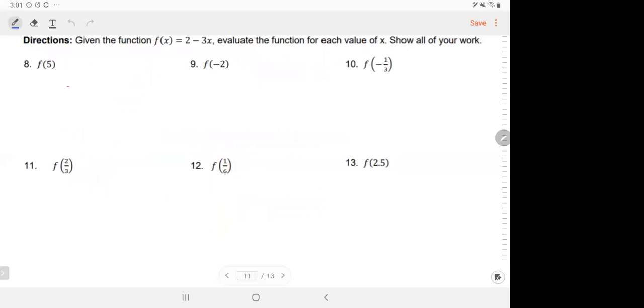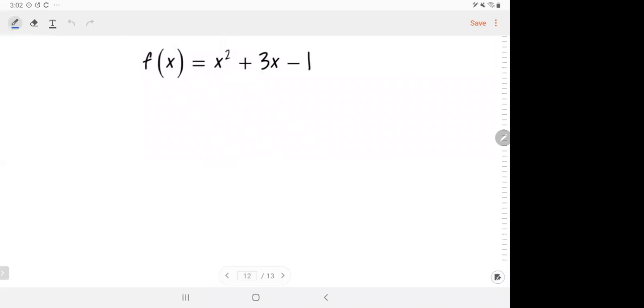Okay, directions. Given the function f of x equals 2 minus 3x, evaluate the function for each value of x. Show all of your work. Well, before we actually start doing this, I want us to practice a little bit more about how we're going to plug in something for a function.